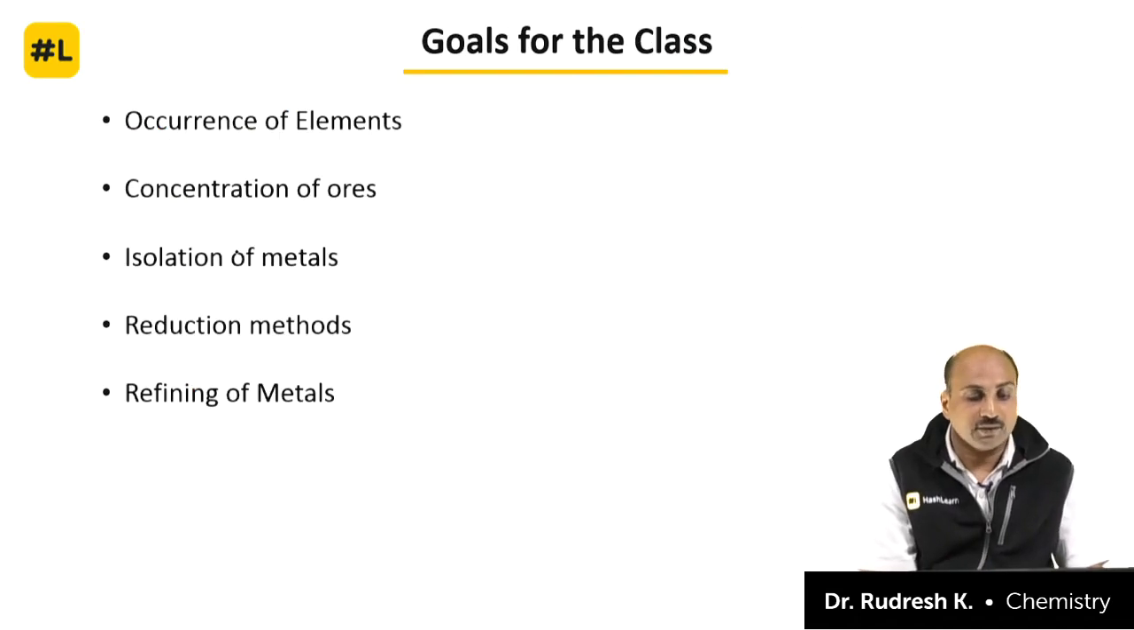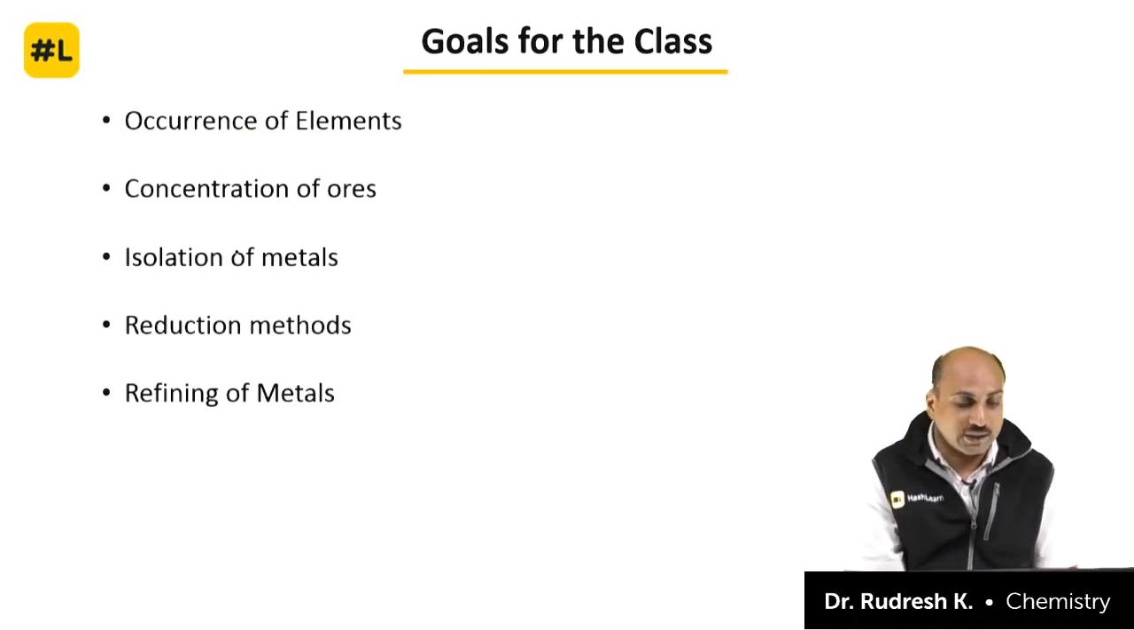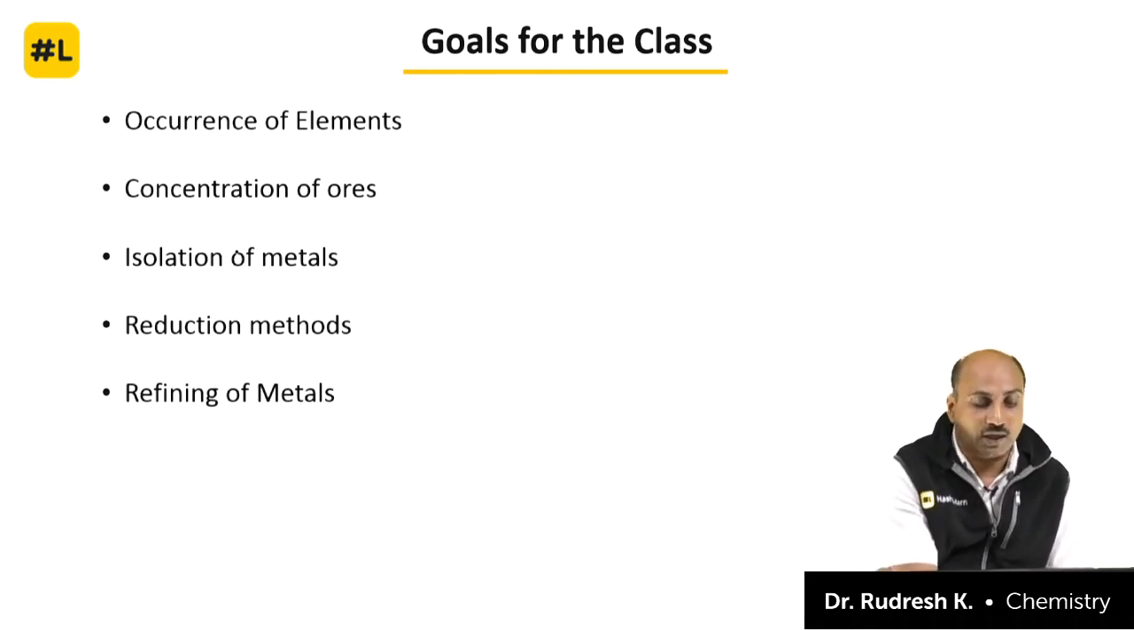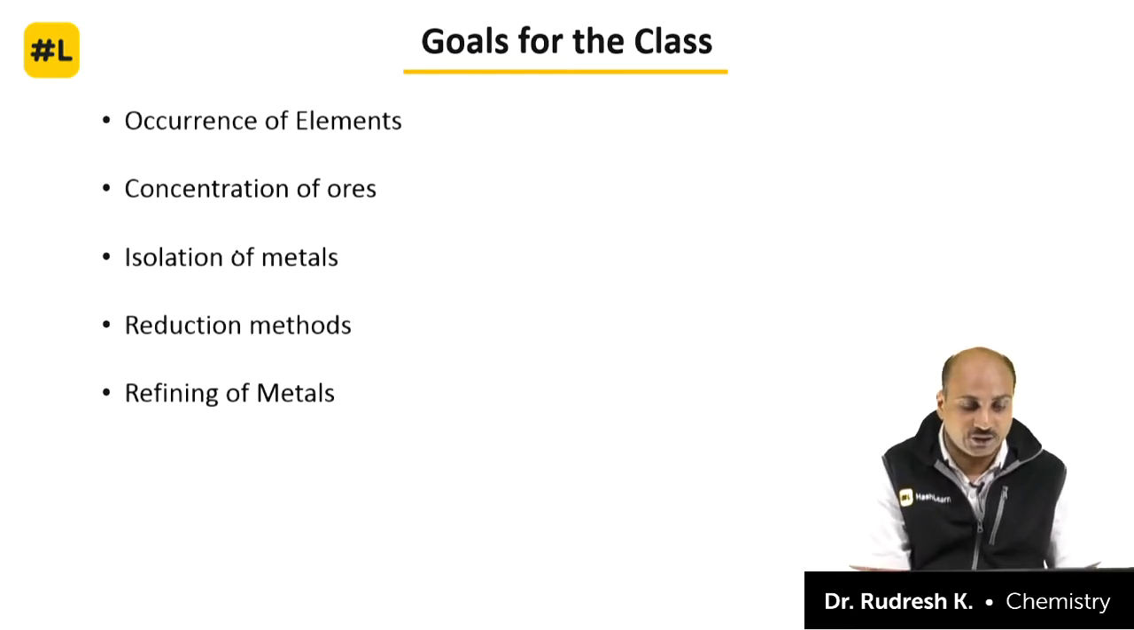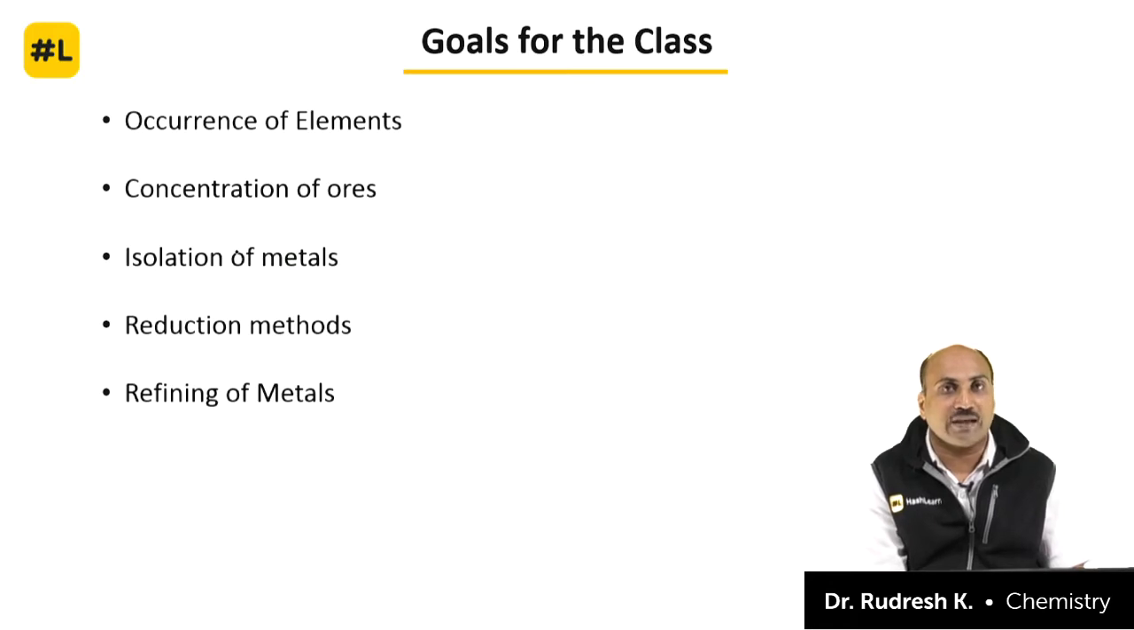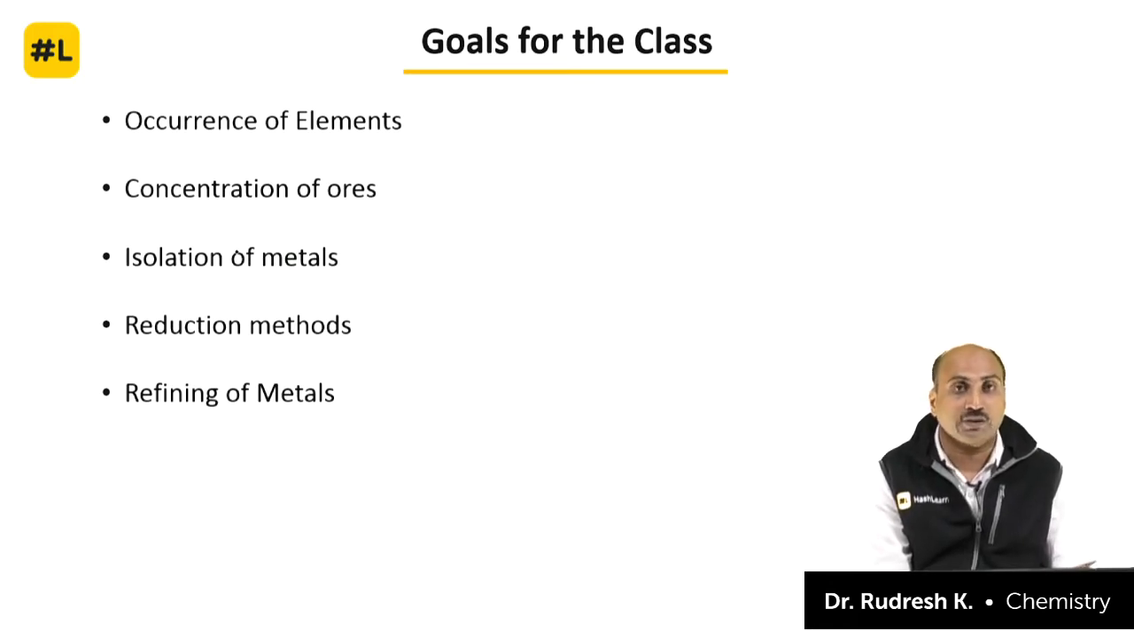For today's class, the goals go like this. Our objective is to discuss the occurrence of elements, what the concentration of ore is, and how we are going to extract these metals, which is called isolation. Then we will look at the different methods involved in extracting these metals from the respective ores which we obtain from minerals. Finally, we talk about the refining of metals. In this class, I will not be talking about the extraction of metal as such under impure conditions. I will be talking about the different techniques and methods involved in metallurgy.